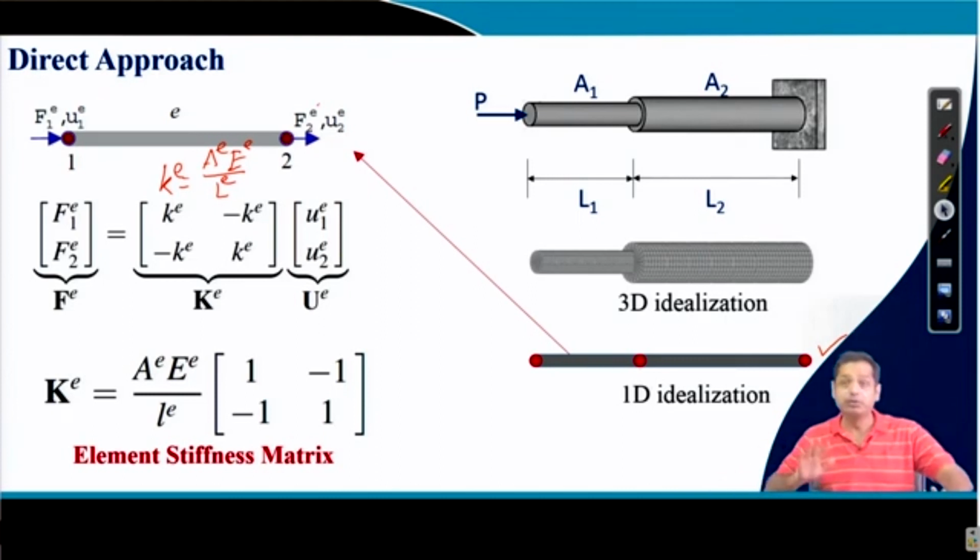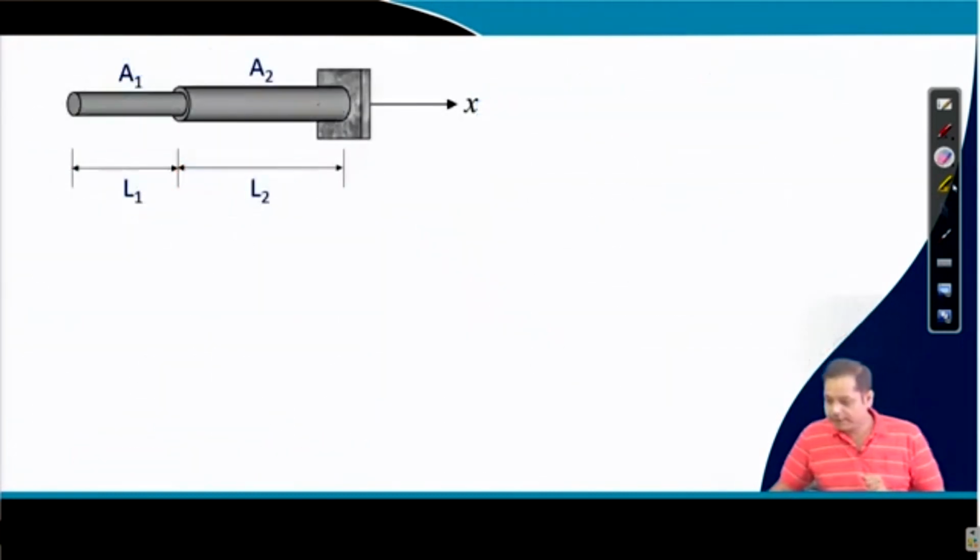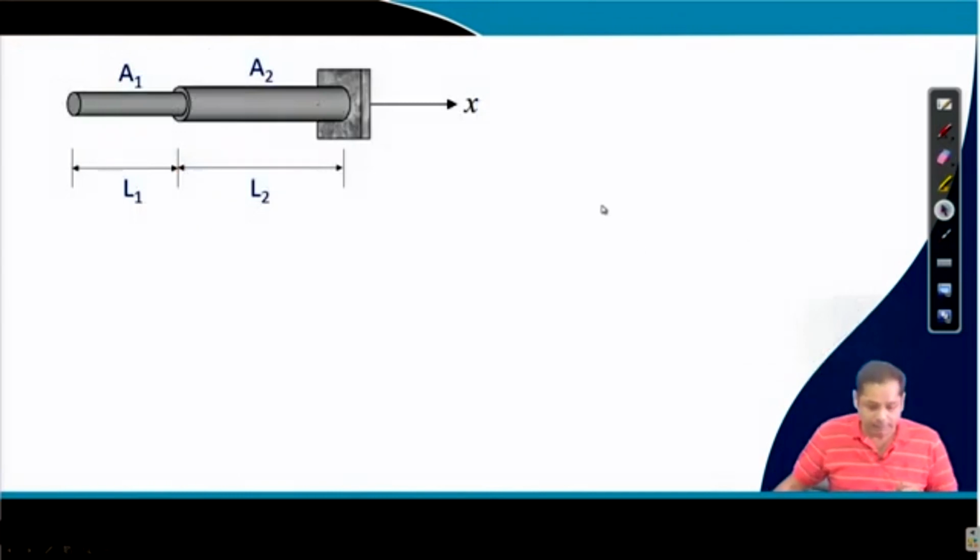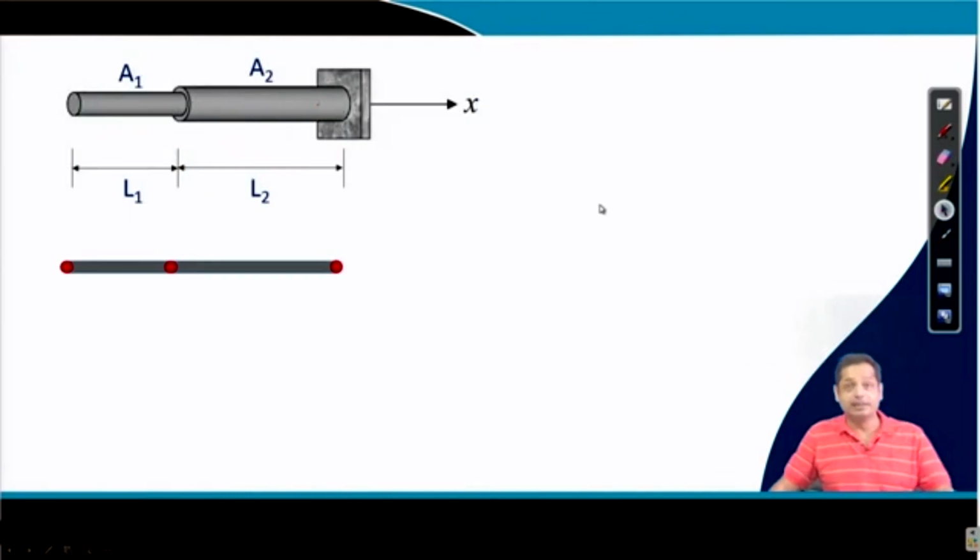Now, what we will be doing in this class is, once we have this element level formulation, a general expression for the stiffness matrix, we will see how to discretize this problem, how to divide this entire problem into small subdomains, write the equations for each subdomain, and then assemble this element level information and finally get a solution of this problem. So that exercise we will do now. So this is our problem, and suppose this is the idealization we have now.